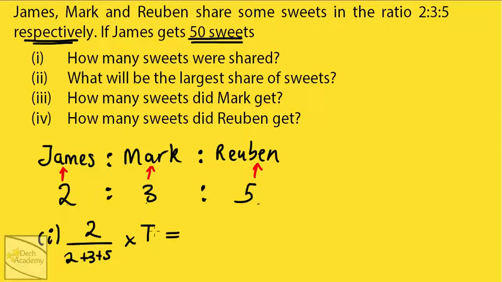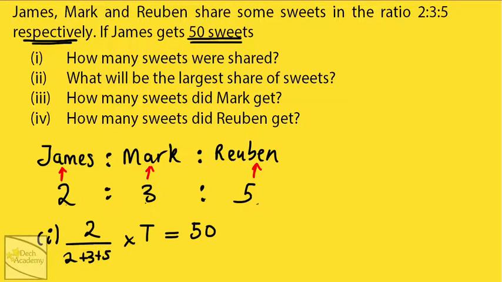Now we're told that that number is 50. I know that 2 divided by 2 plus 3 plus 5, which is 2 plus 3, 5, plus 5, 10, times the total number of sweets, which is T, is equal to 50. So to understand this question, you need to be good with algebra. Anyway, so we have 2 divided by 10 times T.